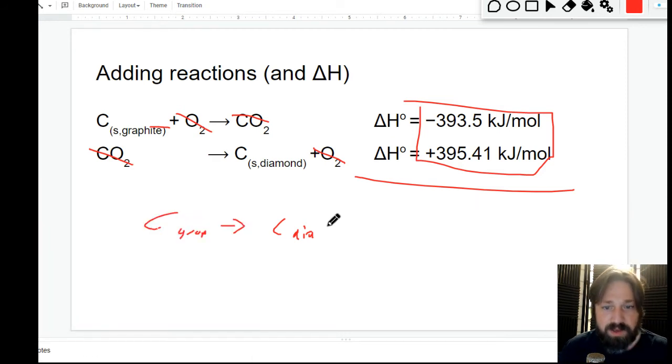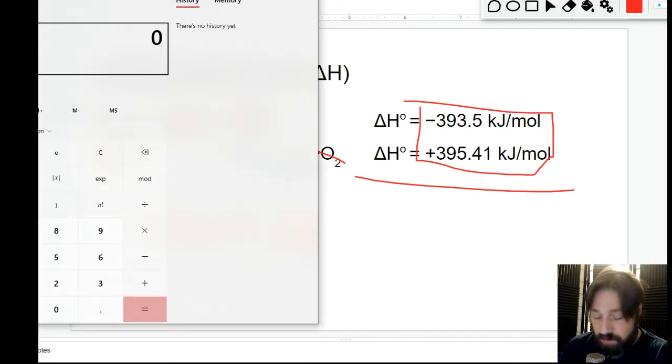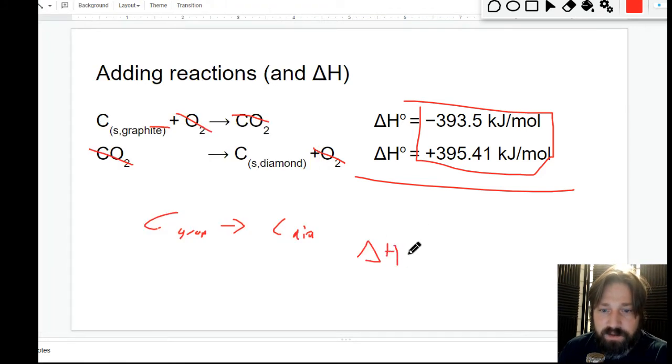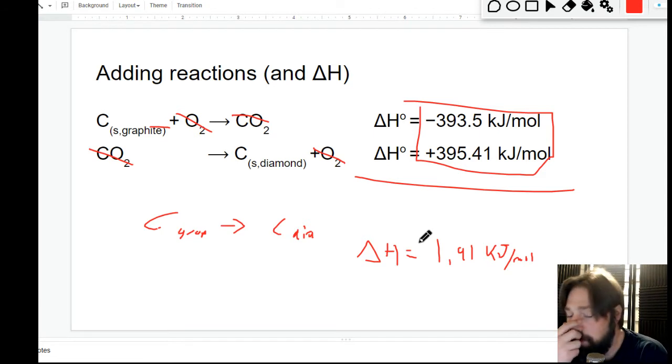So let me get my old calculator. Negative 393.5 and positive 395.41. So this is going to be a delta H of 1.91 kilojoules per mole. Now, here's the thing. That's not a lot. Compared to the other things that we've been talking about, that's not a whole lot of energy, right? It's a positive number.